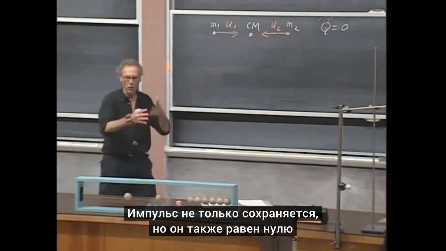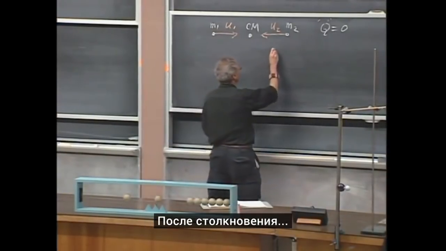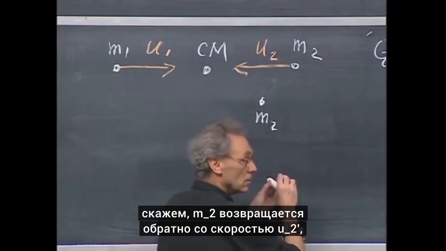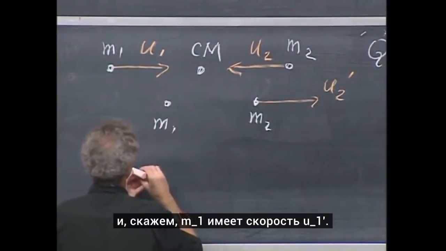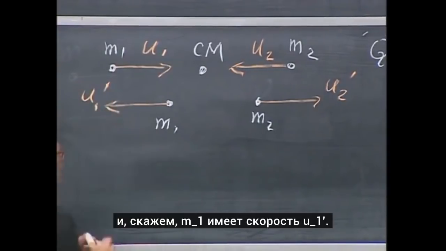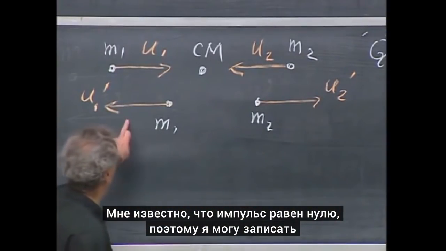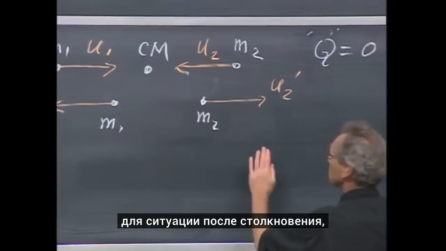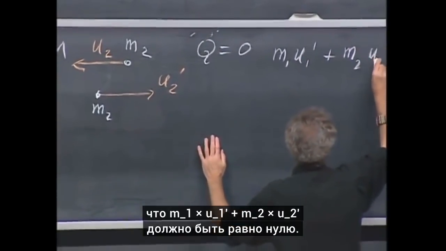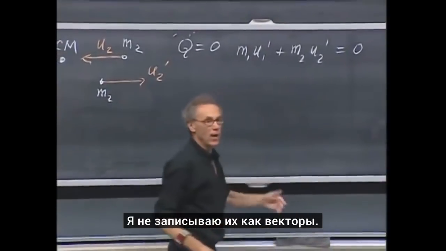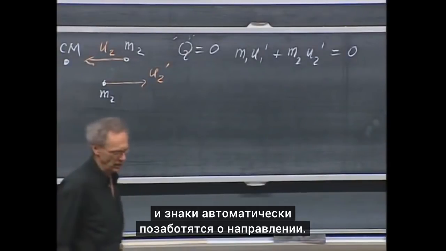Momentum is not only conserved, but it is also zero at all moments in time, before and after the collision. After the collision, let's say m2 goes back with velocity u2 prime, and let's say m1 has a velocity u1 prime. That's the situation after the collision. Now I know that momentum is zero, so I already can write down for this situation after the collision that m1 times u1 prime plus m2 times u2 prime must be zero. I don't write them down as vectors. That's not necessary because it's a one-dimensional collision, and the signs will automatically take care of the directions.